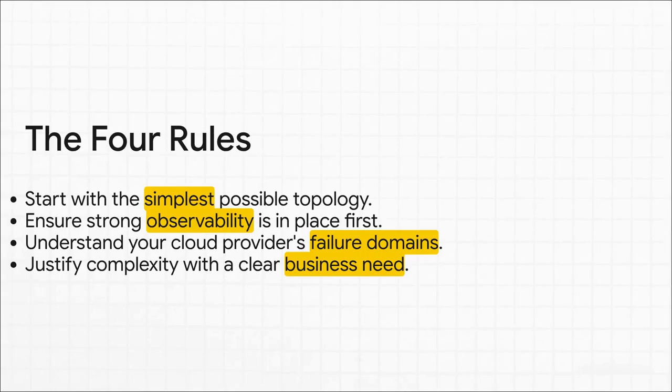Number 1. Always start with the absolute simplest thing that could possibly work. Can you get by with a single cluster? Do that for as long as you can. 2. Have strong observability first. If you can't see what your services are doing now, a mesh is just going to hide the problems under a new layer of abstraction. 3. Really know your cloud provider's failure domains. Will a mesh actually protect you from the kind of outage you're likely to have?